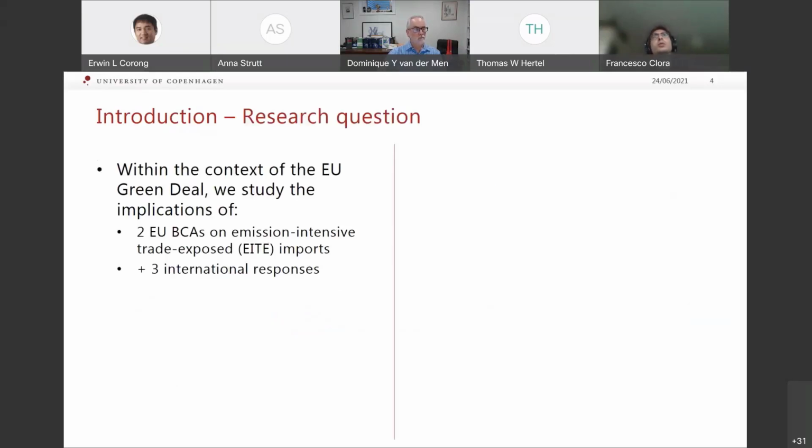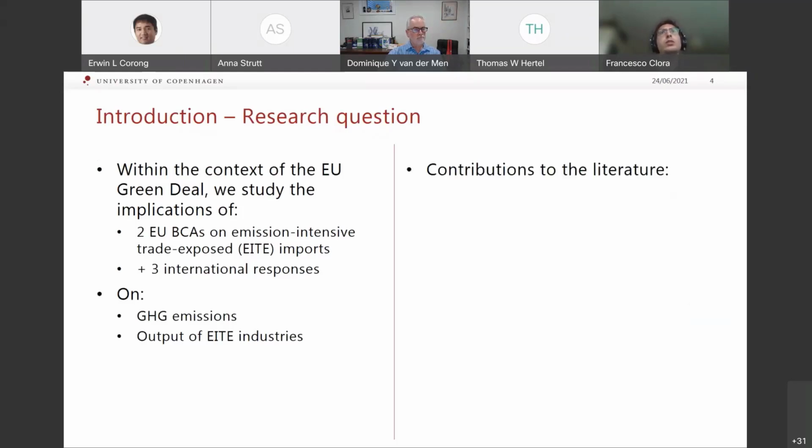So what do we do in this paper? We look within the context of the EU Green Deal, so reduction due to the EU Green Deal. We study the implications of 2 border carbon adjustments on ETS imports and 3 international responses, so three responses by trade partners. And we look at the implications on greenhouse gas emissions and on output of ETS industries.